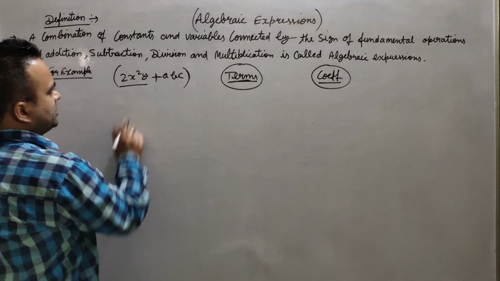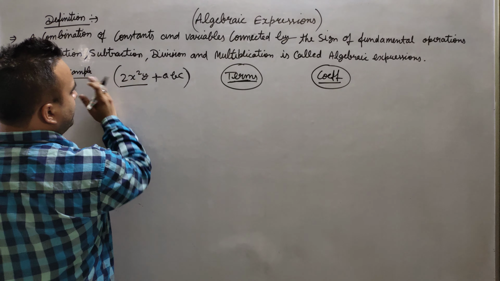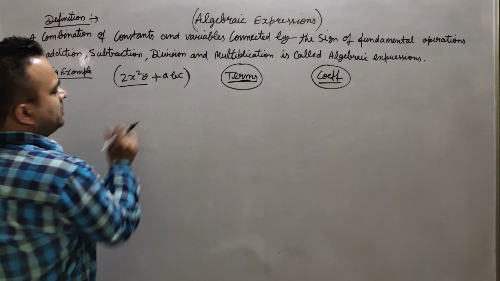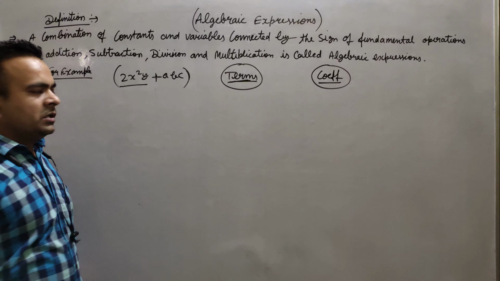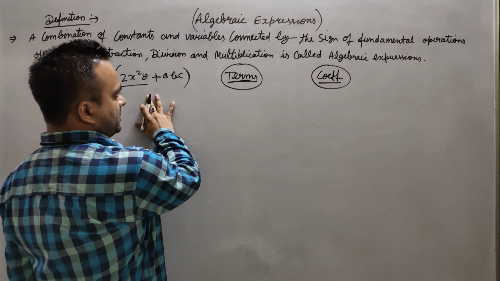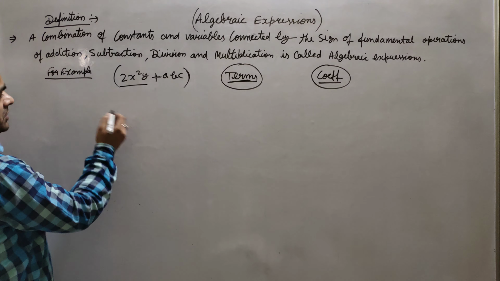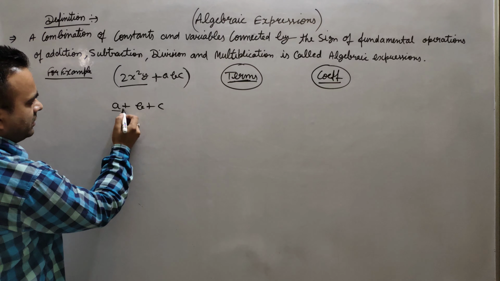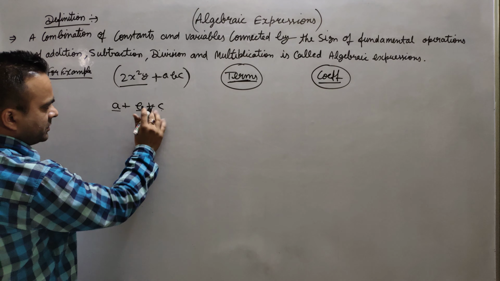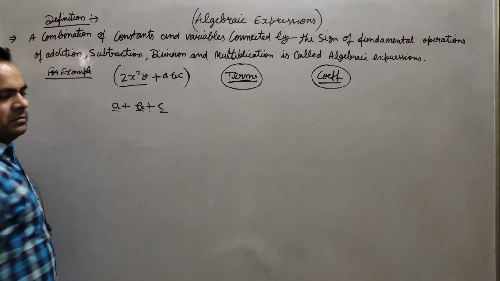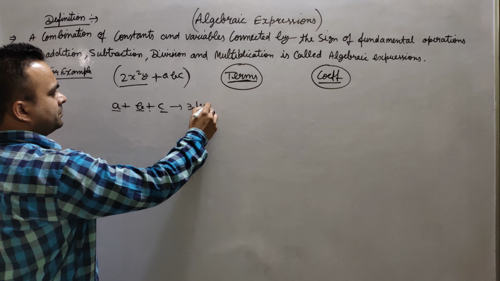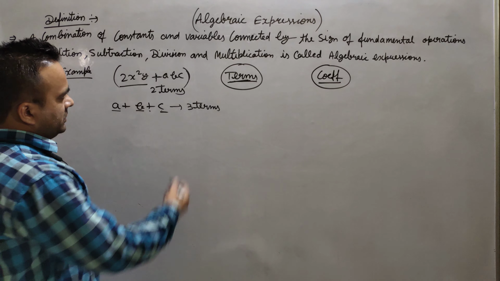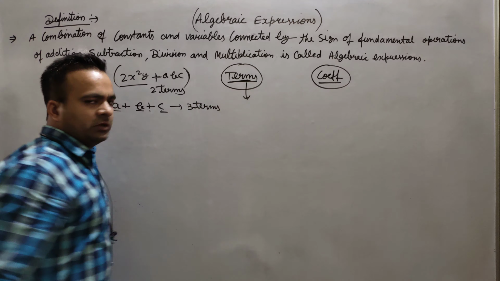For example, after 2x square y we are getting a plus, so before the plus it is one part and after the plus it is the second part. So how many parts are here? In this particular expression there are two parts, so we will say it has two terms, right? Terms are always divided in this way. Suppose I say a plus b plus c. You can see a is one term, after the plus b is one more term, then after the next plus there is another, so it has three terms. So this contains three terms and that contains two terms. So it's very clear from this.